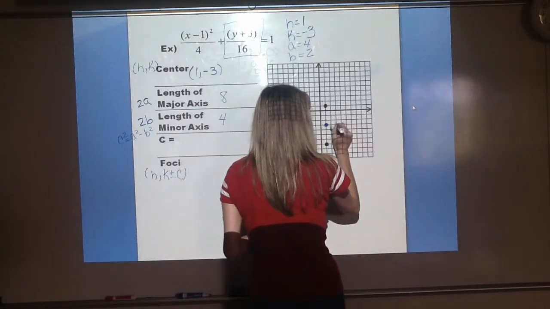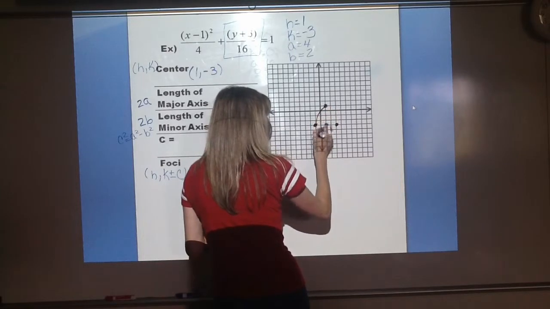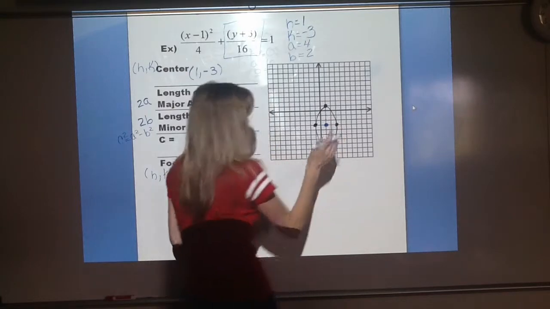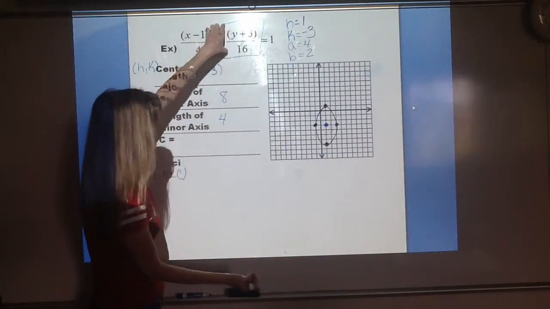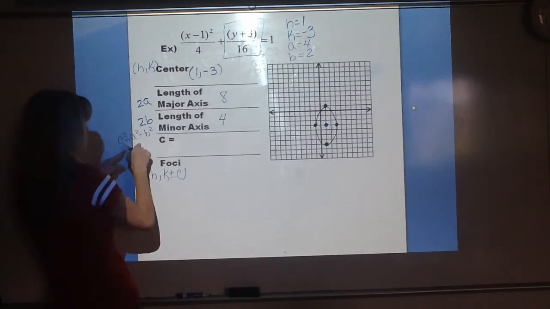Whoops. And then I'm going to connect those the best I can. And you can tell it's elongated vertically along the y-axis. That's the length.